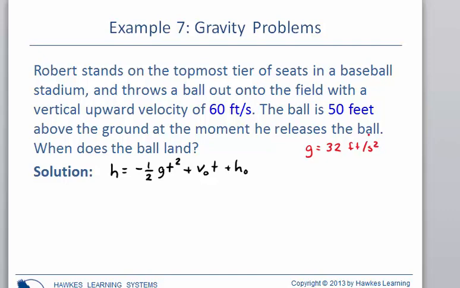V sub 0 is the initial velocity. And we're told that the initial velocity is 60 feet per second. The h sub 0 is the initial height. And we know that the ball is 50 feet above the ground at the moment he releases the ball.